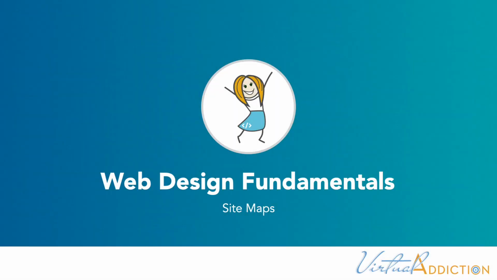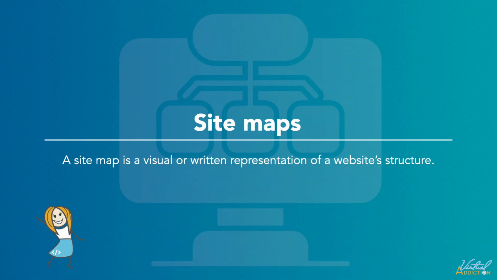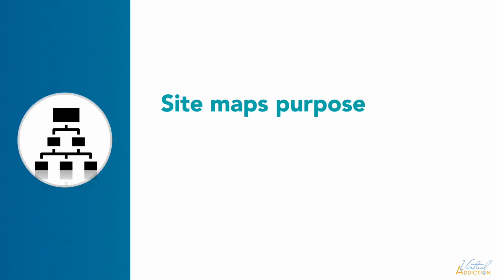Before we design how a website looks, we need to understand how it's built, and that's where sitemaps come in. A sitemap is a visual or written representation of a website's structure. It shows what pages exist, how those pages are organized, how they relate to one another, and how users move through the site. Sitemaps are created before design and development.